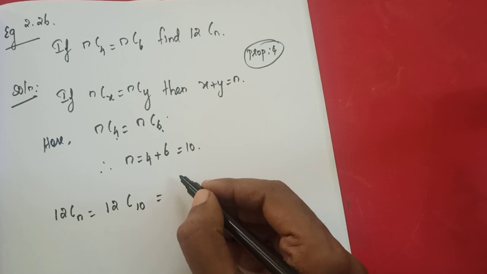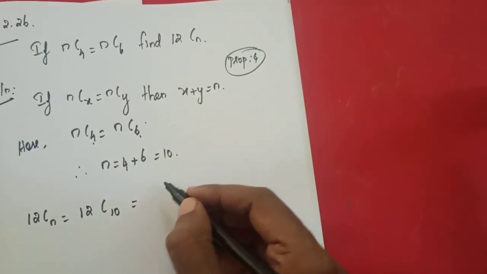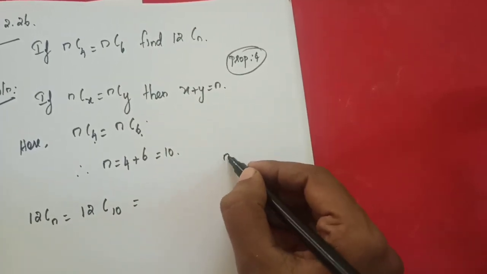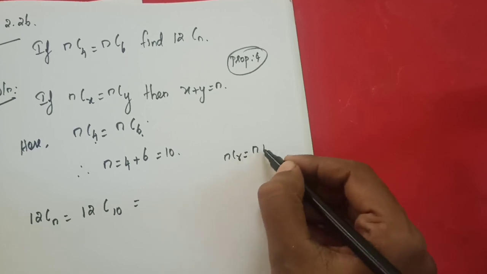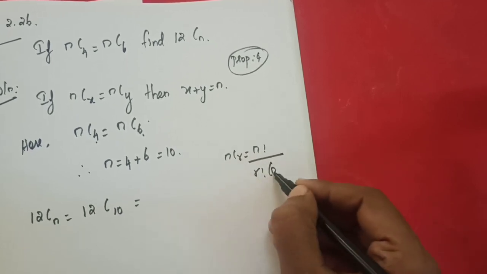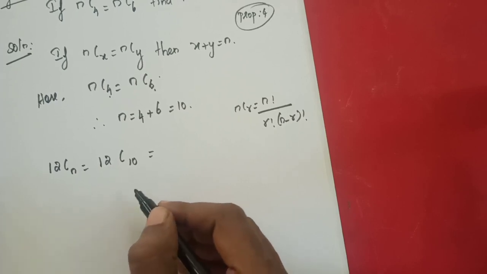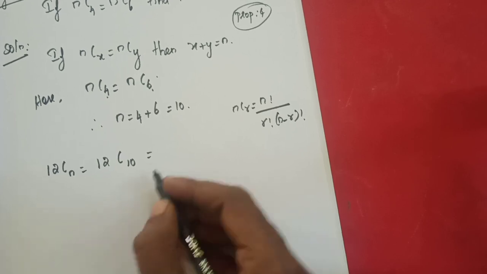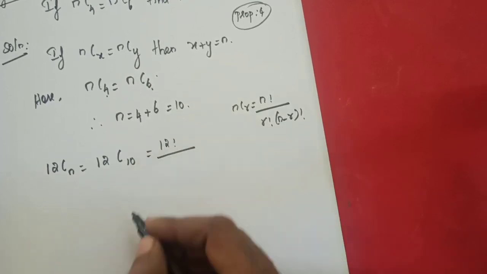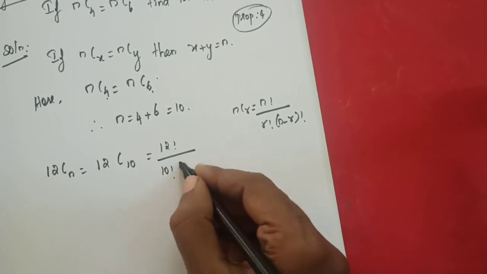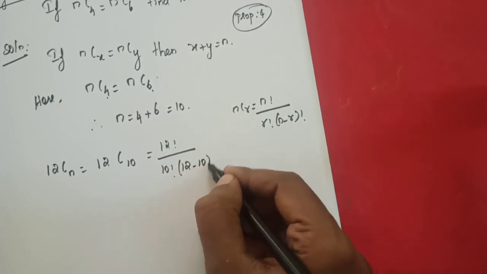So for 12C10 we will use the formula. As usual, you can use the formulas, that is better. NCR is equal to n factorial divided by r factorial into n minus r factorial. We can use that. There are short methods and all, but if you are going for shortcuts, there's a chance to make mistakes. So better you substitute in the formula and try. So 12 factorial divided by 10 factorial into 12 minus 10 factorial.